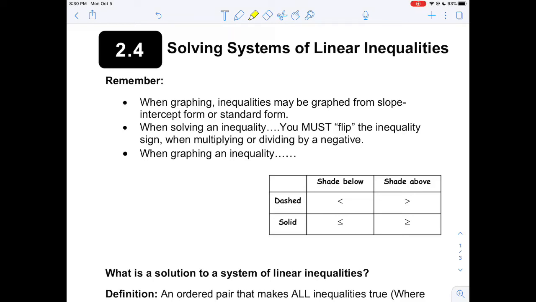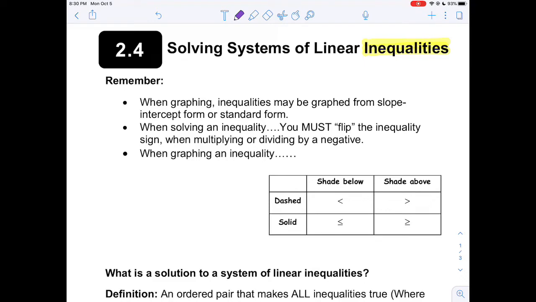Everyone, today's lesson is 2.4, Solving Systems of Linear Inequalities. So the last couple of lessons we've dealt with equations or equalities, and now we're looking at inequalities. So let's remind ourselves of a few things when dealing with lines in general and inequalities specifically.